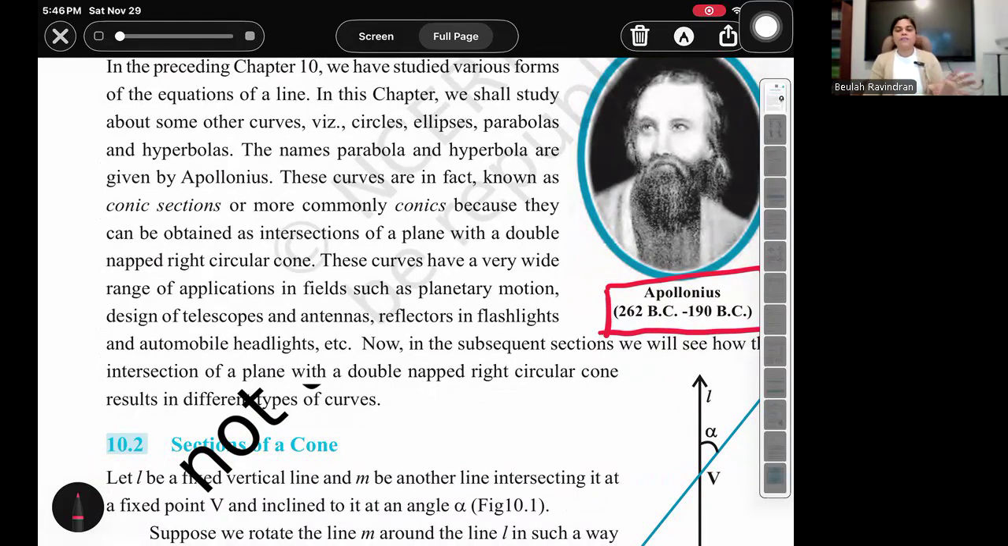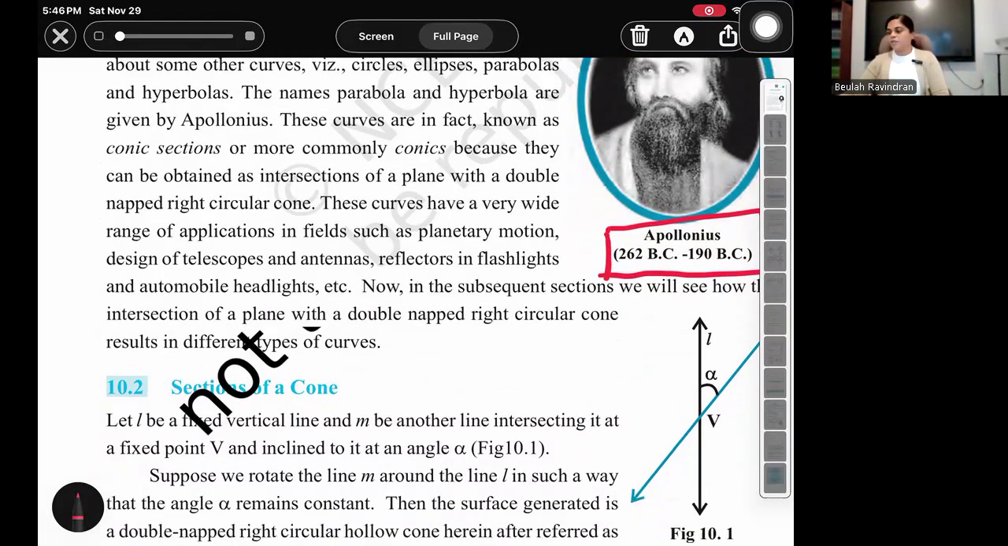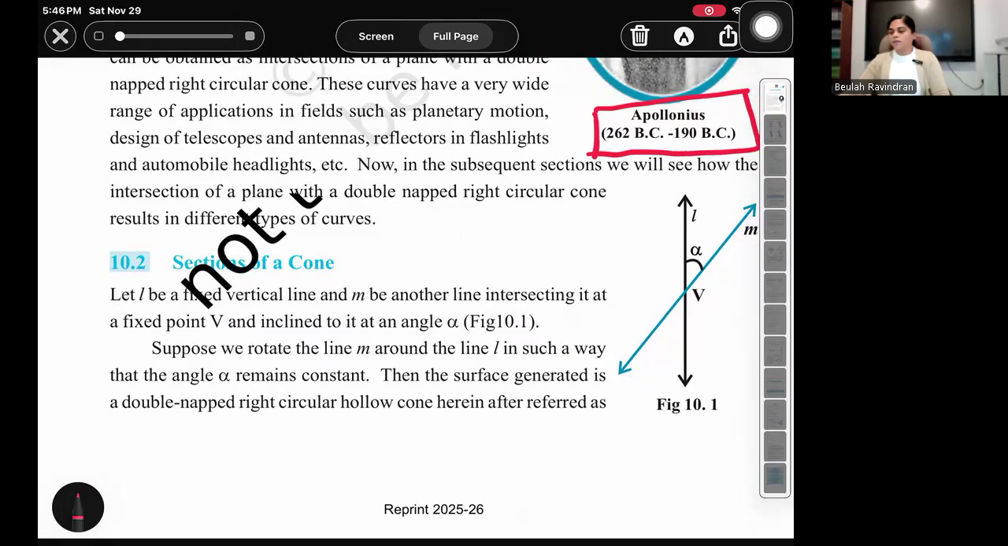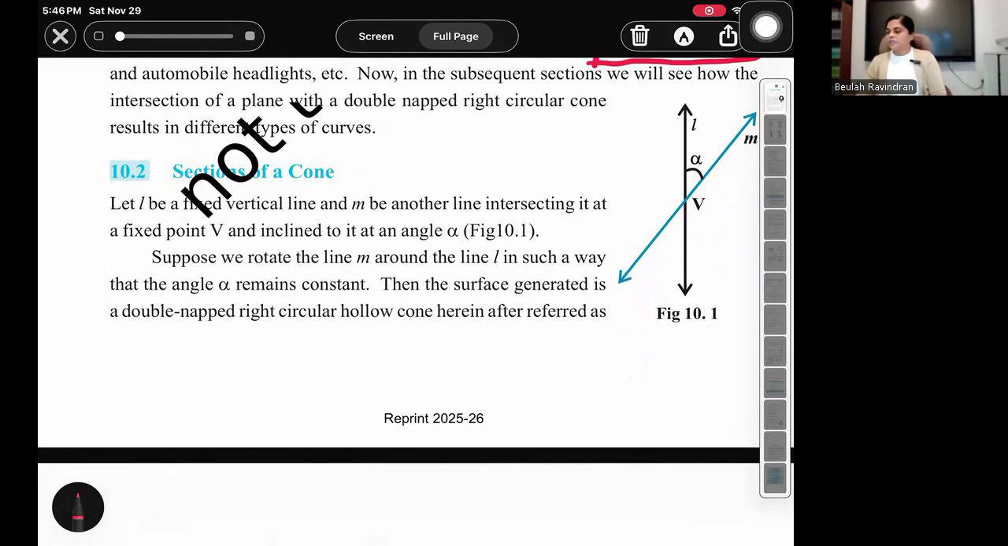Now in the subsequent sections, we will see how the intersection of a plane with a double napped right circular cone results in different types of curves. So we are going to see the sections of a cone right now.